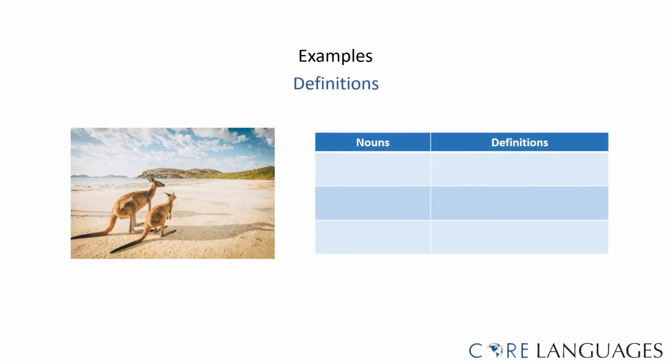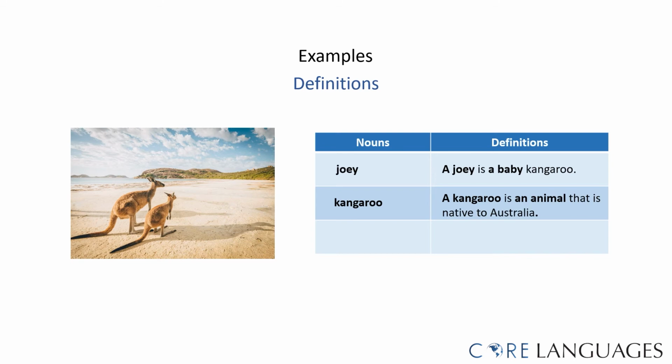Here are examples of sentences that use the indefinite article with definitions. For example, Joey. What is a joey? A joey is a baby kangaroo. What is a kangaroo? A kangaroo is an animal that is native to Australia. What is Australia? Australia is a continent.